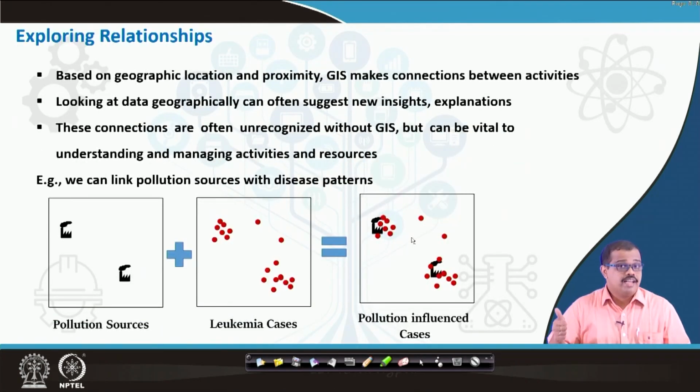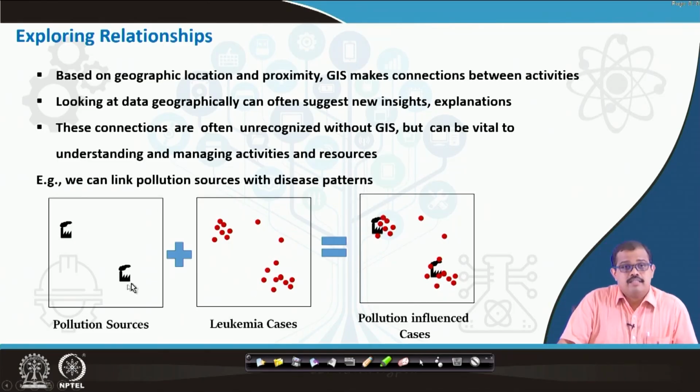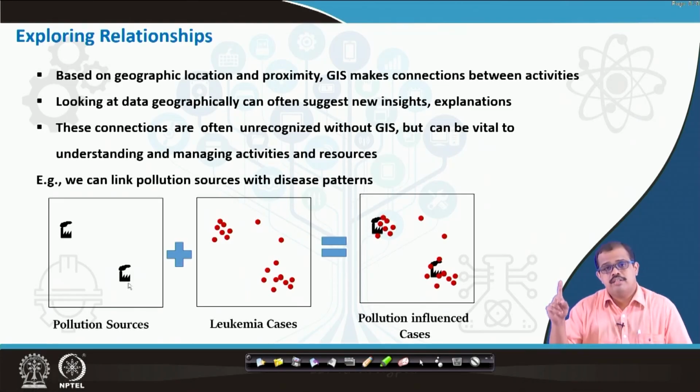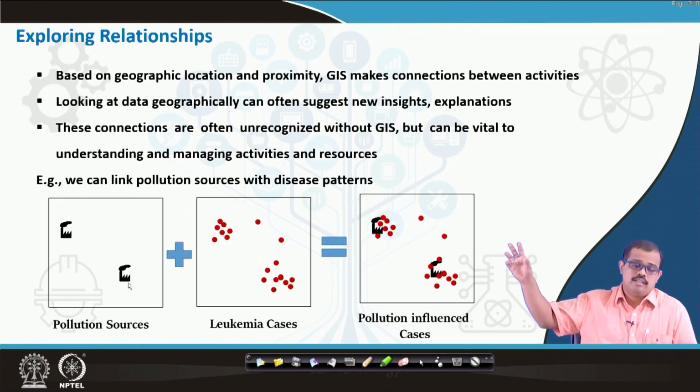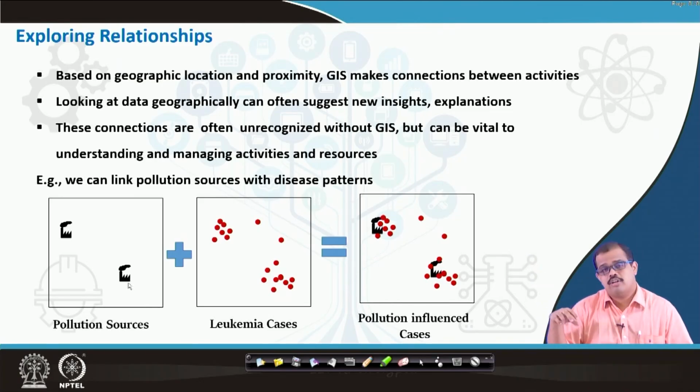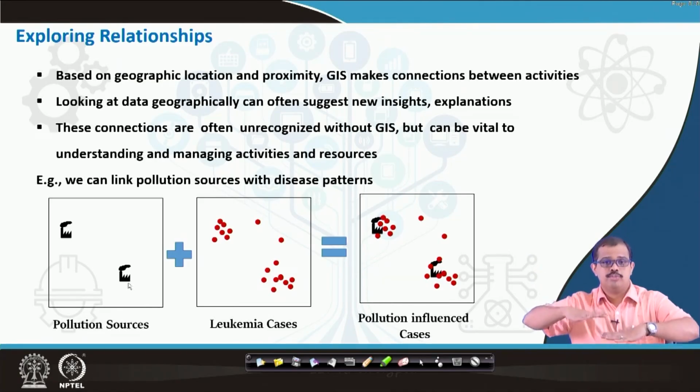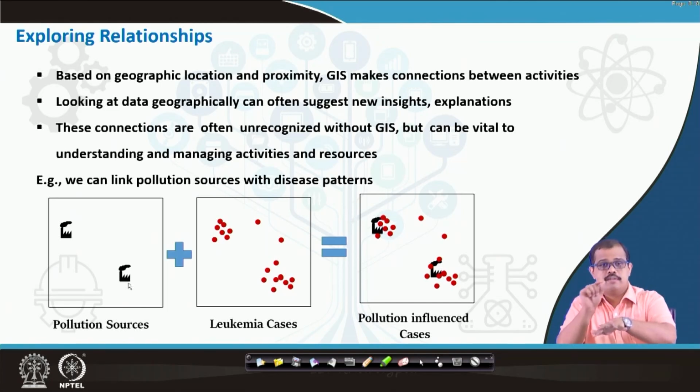Now GIS can help you in exploring relations. For example, let me take this example here. You have an industry that is located here, you have an industry that is located here. Without this, probably you would have said there are two industries in Kolkata. And there are certain leukemia cases all around in Kolkata. So get those maps, let us put it on it, then you will look at what the relationship is, if a relationship exists or not.